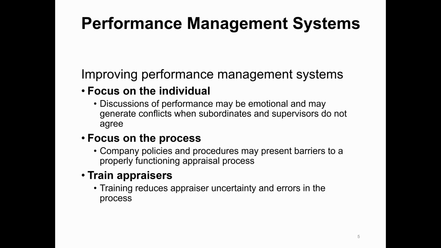The focus of performance management system is on three main pillars. First, the focus is on the individual. Definitely, no one can deny that performance management system is basically for the employees. Discussion of performance may be emotional and may generate conflicts between subordinate and supervisor. So performance management system should have room where a supervisor can really talk with the employees so that it can focus on their individual development.